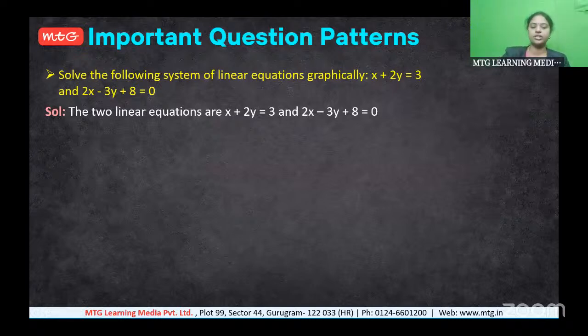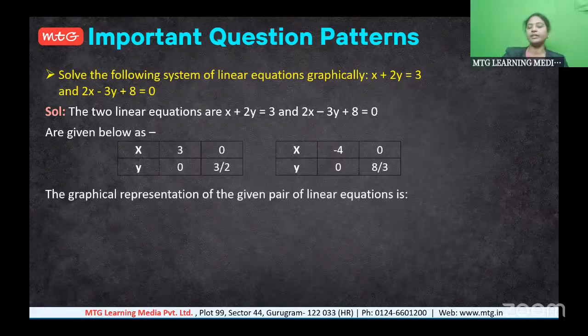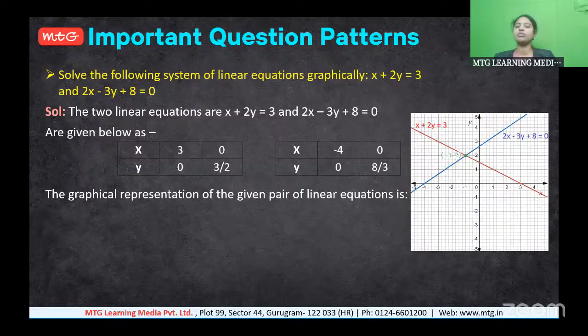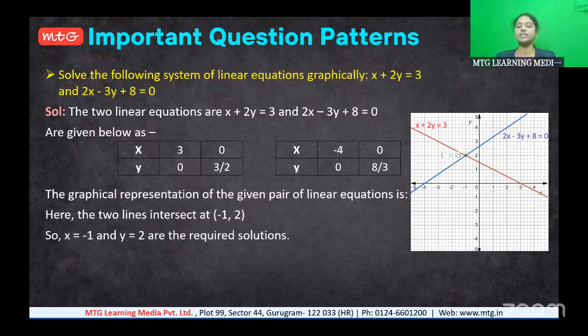For these equations, if you find two points which are needed, you can choose any two points as I've said. If you make the graphical representation, the lines are going to look like this. And see where they are meeting. They are meeting at the point (-1, 2). So here you get the intersecting point as (-1, 2), which is also called the solution of this system of equations. Clear?